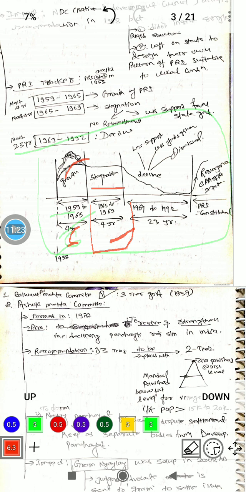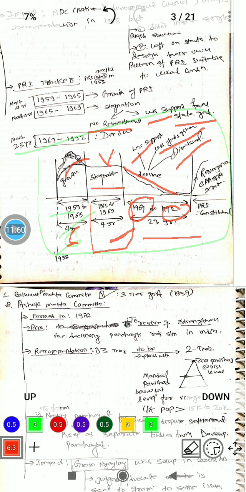A stagnation because there was no reinvestment from the government and there was less support from the state government in the PRI. Then in the third stage, there is a declining nature. Why is it declining from 1969 to 1992, for 23 years? It was declining because of some reasons, like there was less support from the government, fewer jobs were given, and people were dismissed from the PRI. So it was a very bad condition.